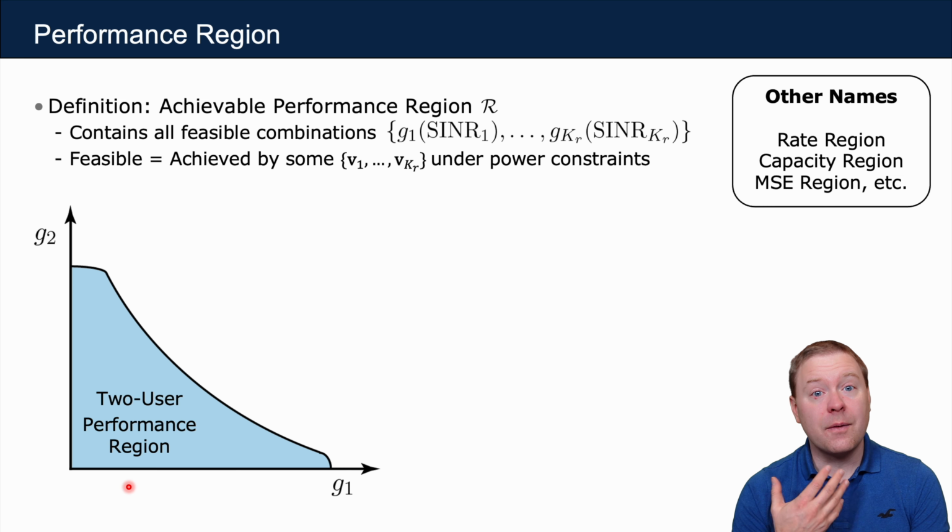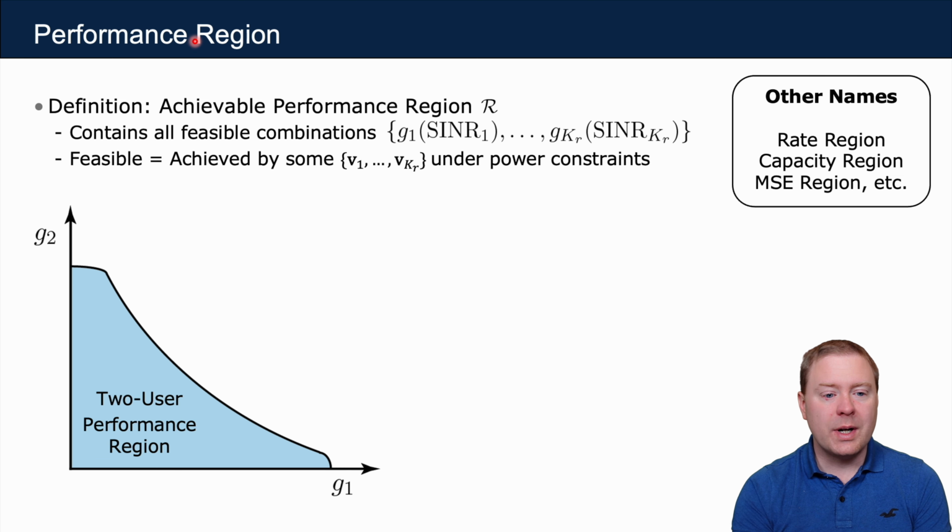We can study this trade-off in terms of the performance region, which is the feasible points of performance for different users that we can achieve at the same time. For example, for some particular selection of v_1 to v_K_r under our power constraints. So it might look like this for two different users, user 1 here and user 2 here. The blue area is all of the different performance points that we can achieve at the same time. So there's certainly a trade-off between them. And there are different names here: rate region, capacity region, MSE region, and so on, depending on what kind of metric we're actually using. But let's just call it the performance region.